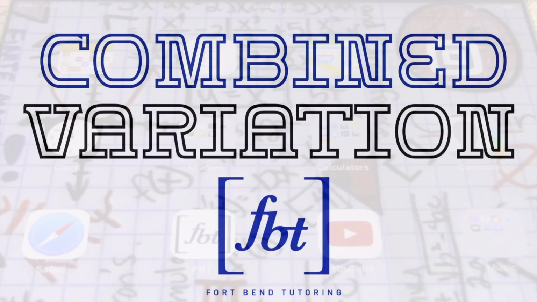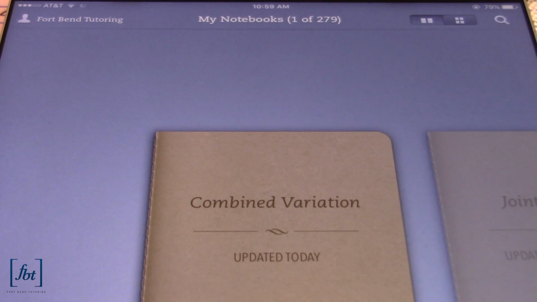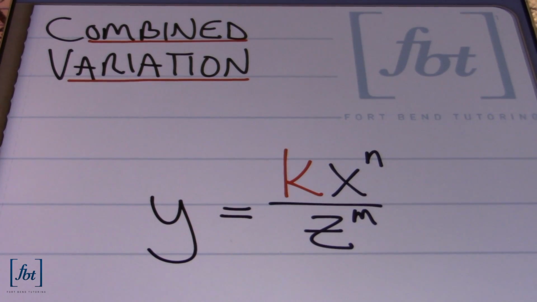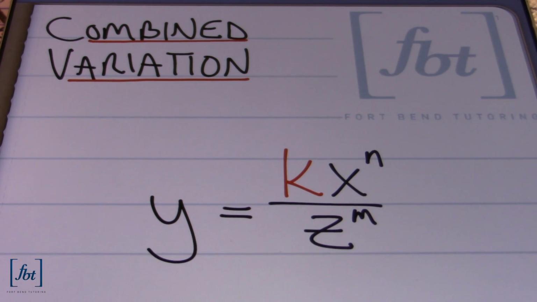Whit. Hello ladies and gentlemen, this is Mr. Whit with Fort Bend Tutoring, and today's tutorial is going to be about combined variation. So what is combined variation, you would say? Combined variation is when a variable depends on two or more other variables and varies directly with some of them and varies inversely with others. So if you've already checked out our direct variation and inverse variation videos, we're going to combine those two concepts into one variation problem.